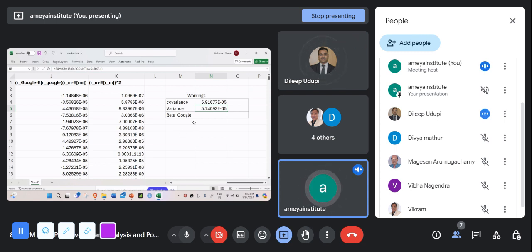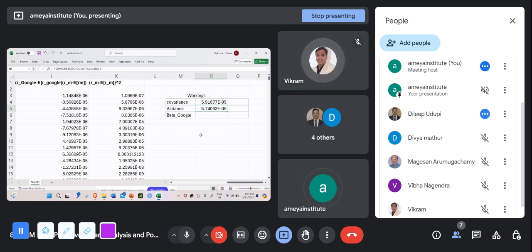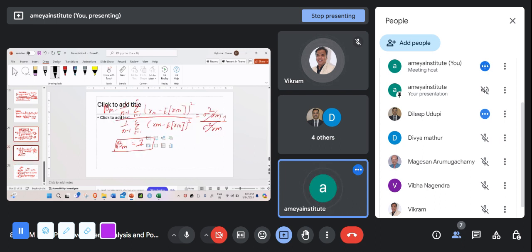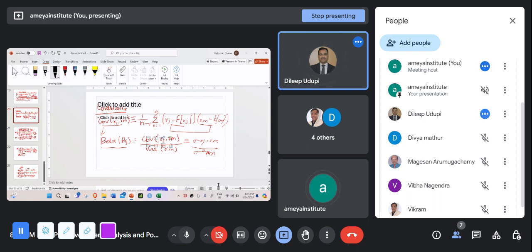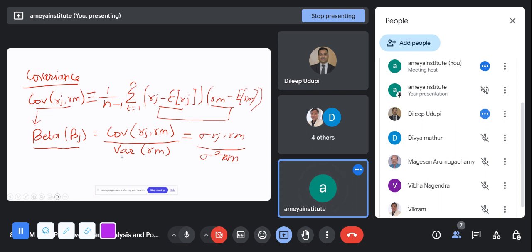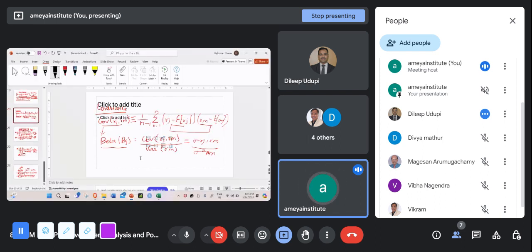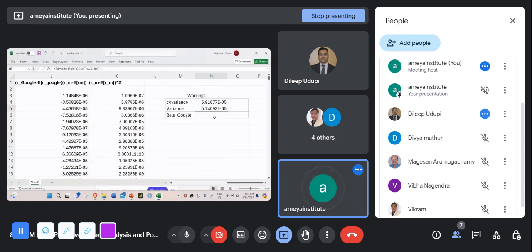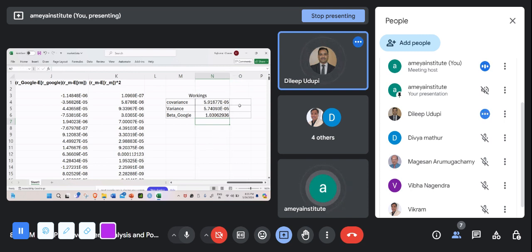Shall you proceed or shall I show you the formula? Yes, sir, we can proceed. Okay. So now we got variance and covariance both. Let me open my slide. Can you see the slide? Beta of stock is nothing but covariance of RJ comma RM, that is covariance between market and stock, divided by variance of market, right? So now we'll go back to our Excel sheet. I take this value, covariance, divided by variance of market. So what is the beta? 1.03. Please divide this one and calculate, everyone.